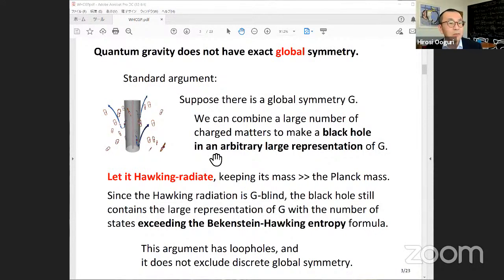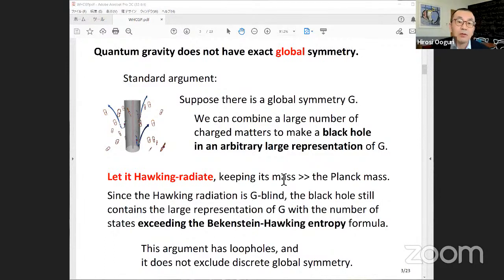So suppose you have such a black hole and put it in flat space and it Hawking radiates. If you start with a large black hole, then it takes a while for it to become small, but you can arrange so that the dimension of the representation is large enough so that at some point you get into a contradiction, where the dimension of the representation of the group G becomes larger than the number of black hole states that you expect to have by the Bekenstein-Hawking entropy formula. So this would be a contradiction, and the contradiction comes from the assumption that you have global symmetry.